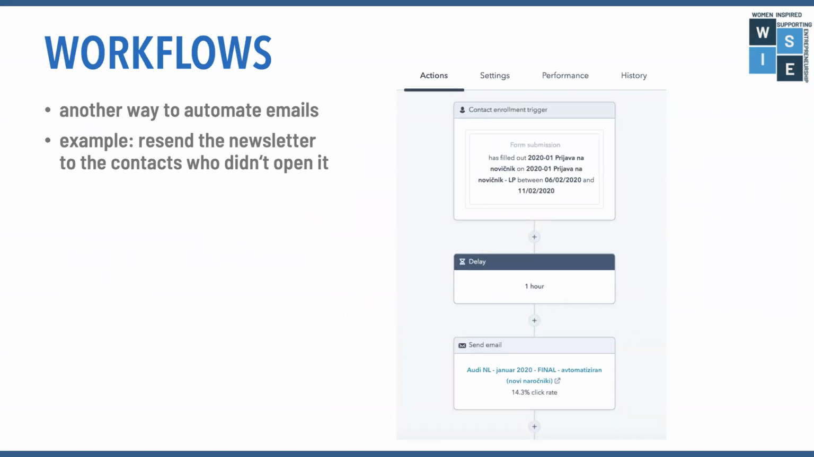Workflows are another way to automate the sending of emails, especially bulk emails. For example, you can resend the newsletter to the contacts who didn't open it, possibly with a different subject line. They can be much more complex than what you see on the right. The enrollment can be either manual or automatic, as we see in this example. You set triggers and contacts are enrolled in the workflow when they meet those triggers. When they meet a set goal, they will be unenrolled from the workflow.